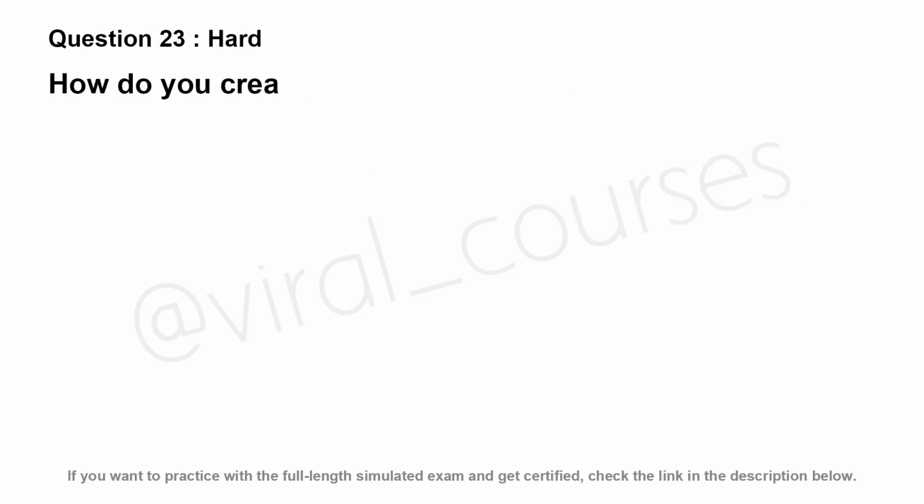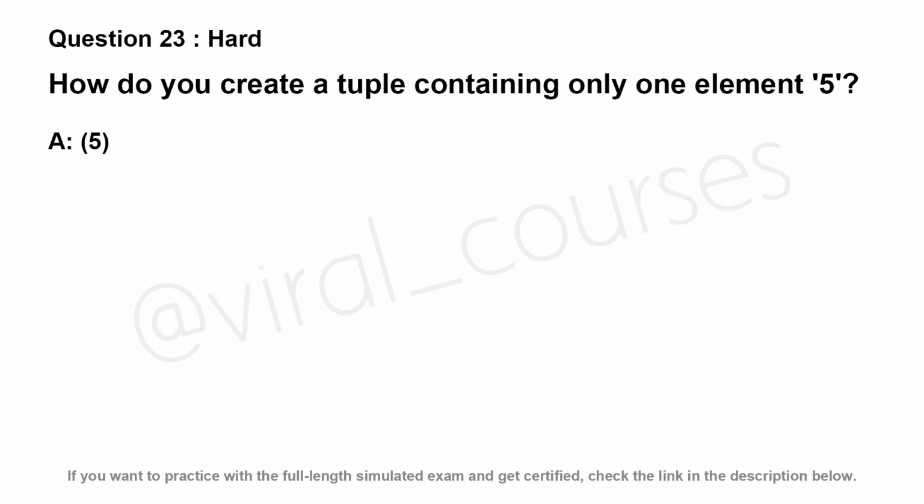How do you create a tuple containing only one element, 5? Option A, [5]. Option B, {5}. Option C, (5,). Option D, tuple(5).